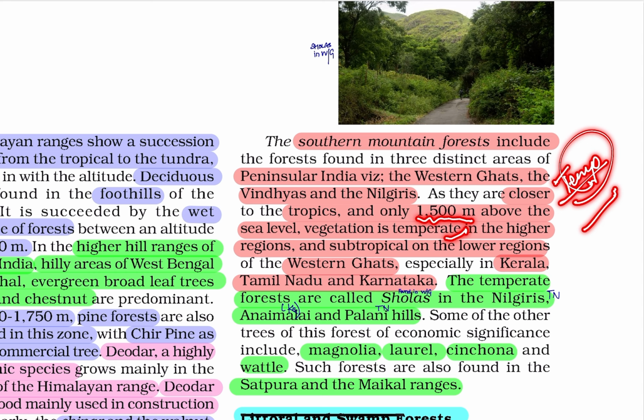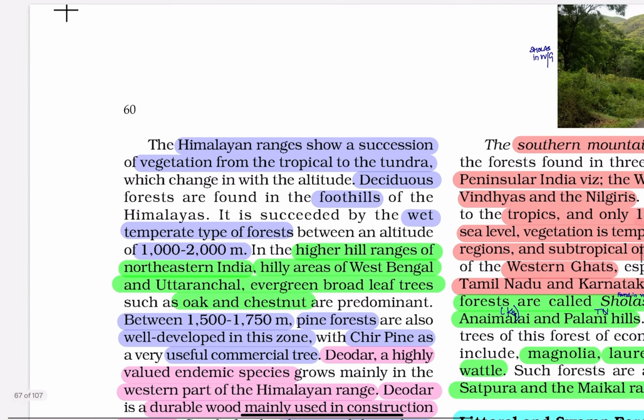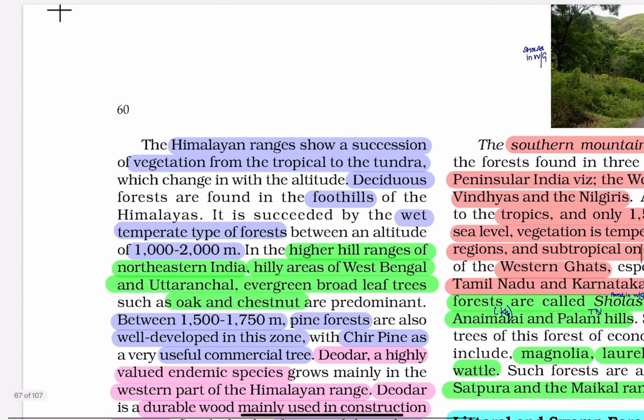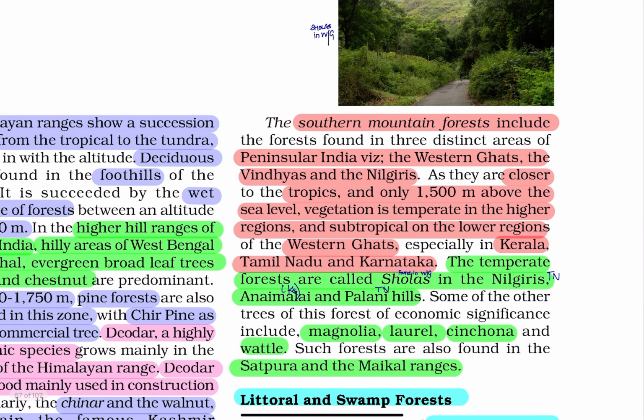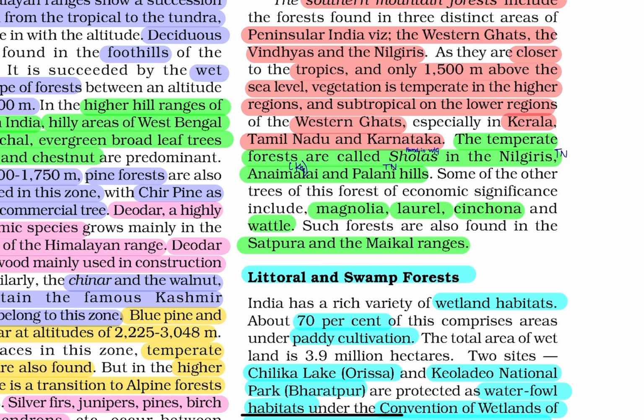For example, in the northern forest, we just read that in the foothills you find the deciduous forest, right? But here in the foothills, what kind of vegetation do we have? We have the subtropical vegetation. And as you move up, the maximum they can have is the temperate vegetation, right? Now, the examples are the Western Ghats, like Kerala, Tamil Nadu, Karnataka. These temperate type of forests are called sholas in the Nilgiris. Nilgiris are in Tamil Nadu, right? Sholas in the Nilgiris, Anaimalai and Palani Hills. In these areas, they are called sholas.